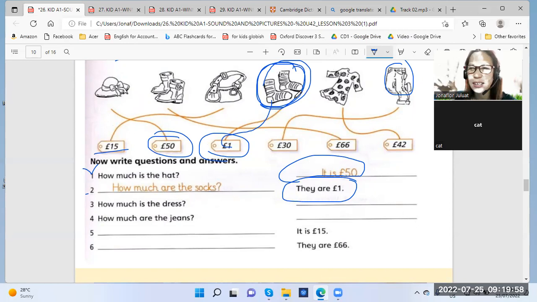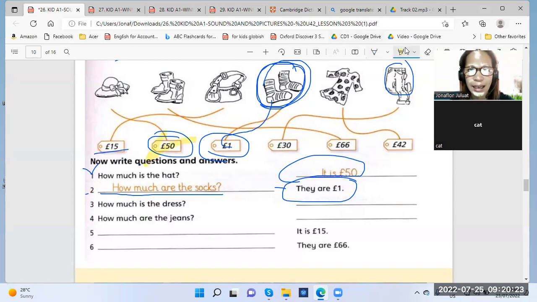Yes. Are, because there are two socks. So you will use are, not is, okay? So you will ask, how much are the socks? And then you will answer, they are 1 pound. Yes. All right? Okay, now try to answer this question.